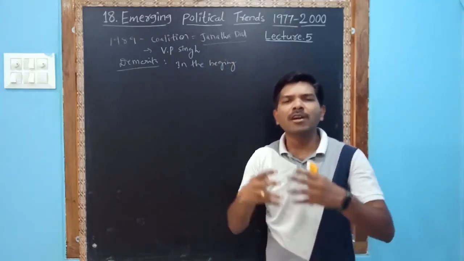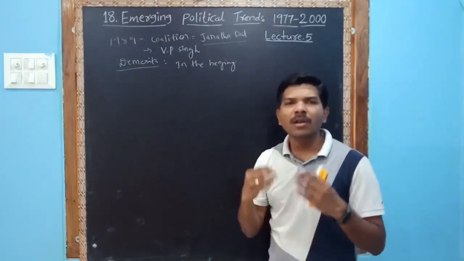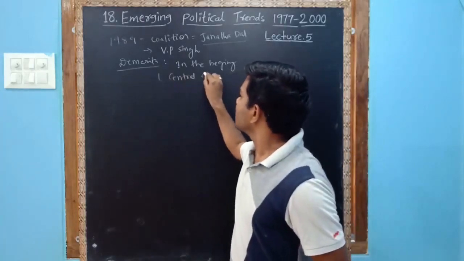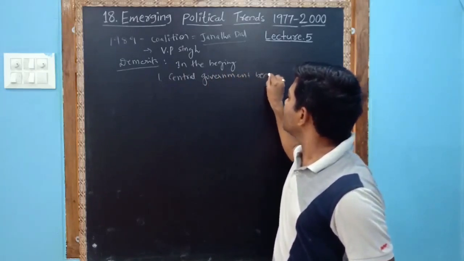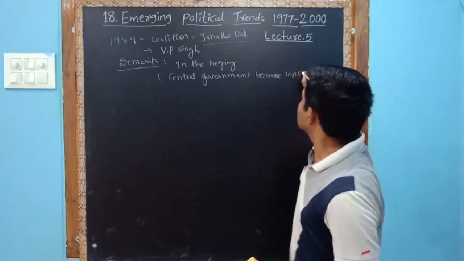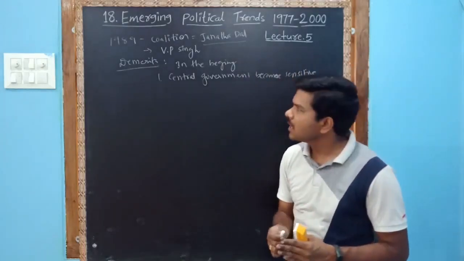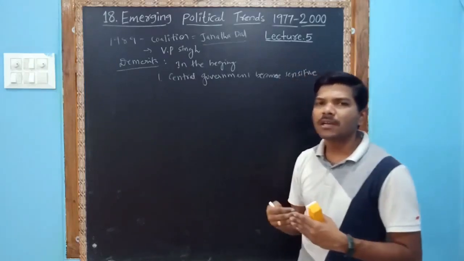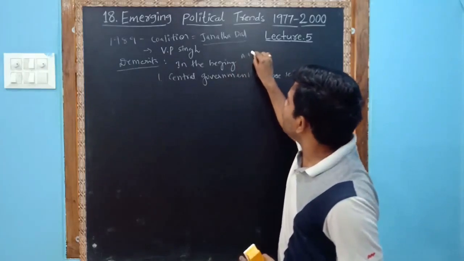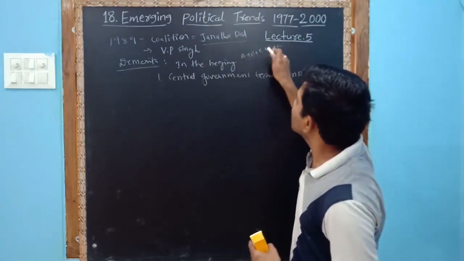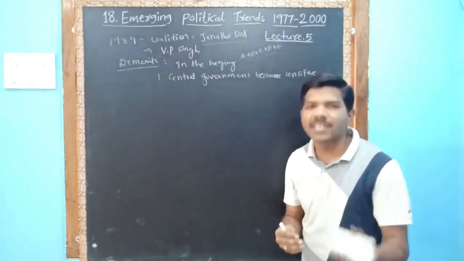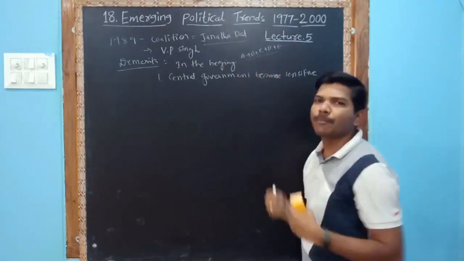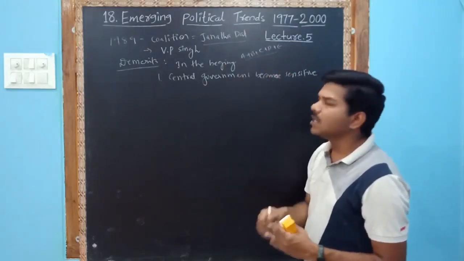In the beginning, these coalition governments were not strong. First, the central government became sensitive. Why did they become sensitive? Because if they take any decision that may not be liked by the other parties, they have to withdraw their decision. Example: A, B, C, D, E are all members of the Janata Dal. If the government wants to take any decision and any among these four or five members does not like it, they may withdraw their support. Whenever they withdraw their support, the government will collapse.